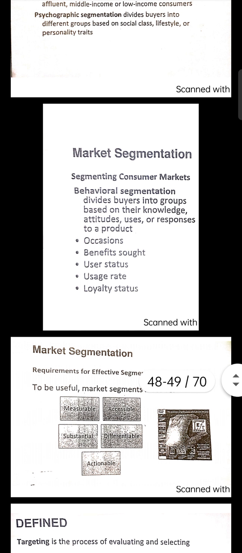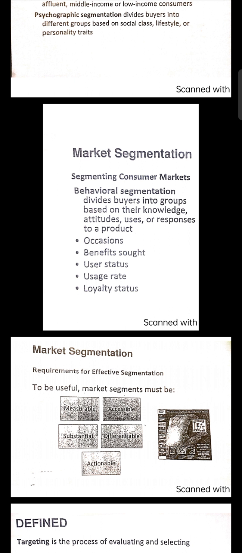Okay, let us see the market segmentation, segmenting consumer markets. Behavioral segmentation divides buyers into groups based on their knowledge, attitudes, uses, or responses to a product. So segmenting the consumer market by behavior, some are the occasions, benefit sought. Buyers seek certain benefits when they buy the product, user status, usage rate.